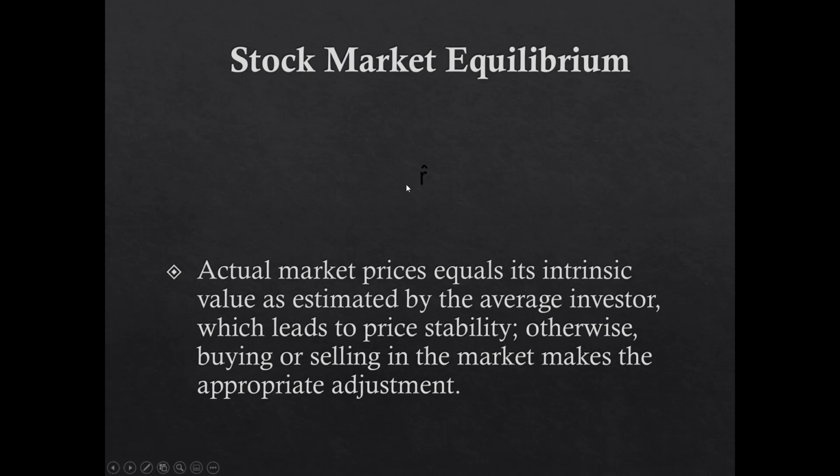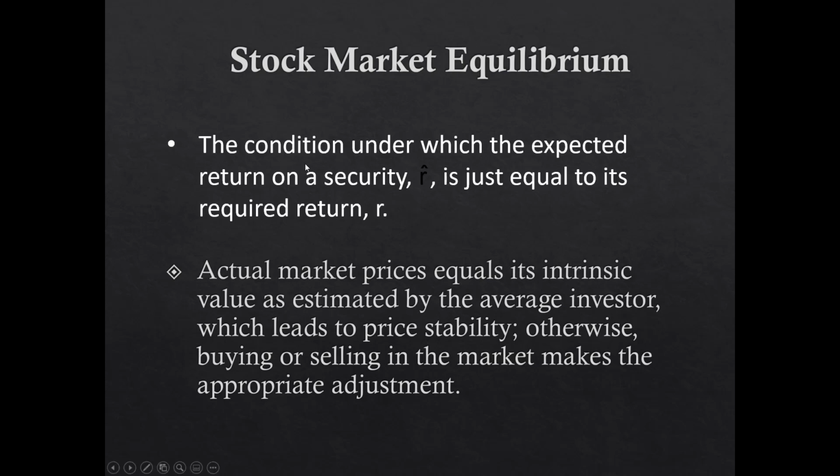For stock market equilibrium at R hat, actual market price equals its intrinsic value estimated by the average investor, which leads to price stability. Otherwise, buying or selling in the market makes the appropriate adjustment. So if a stock is undervalued in the market, stock market equilibrium says people will identify that stock is essentially undervalued and will create demand by buying that until the market price adjusts. And conversely, if a stock is overpriced, it'll be sold by investors until it reaches an equilibrium price for the average investor.